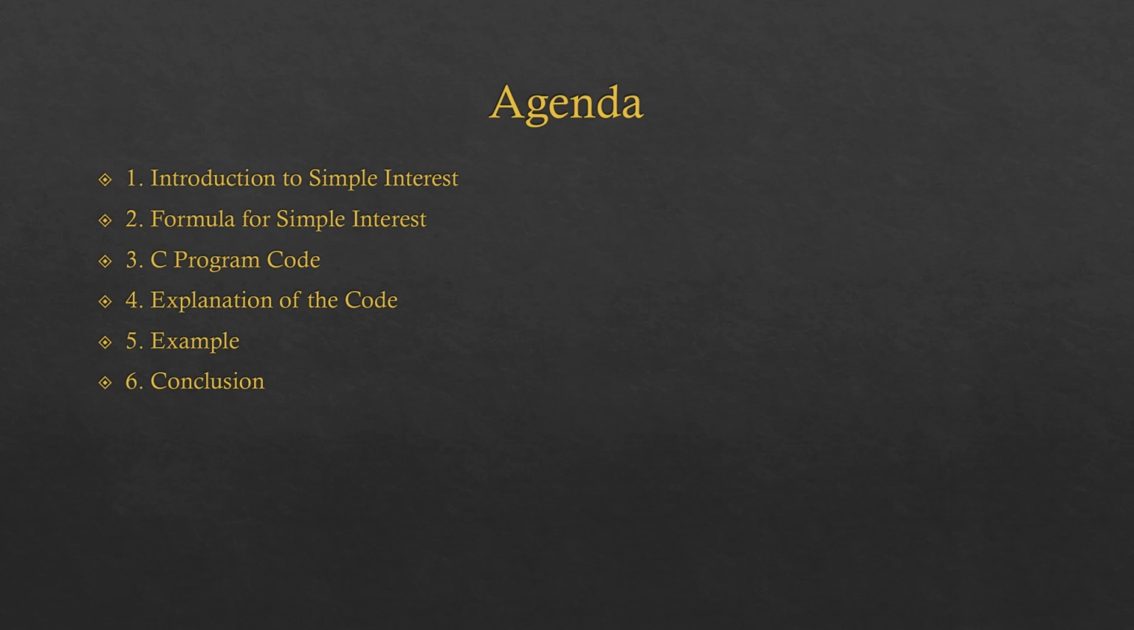Here's a quick overview of what we will cover in this presentation. First, we will introduce the concept of simple interest. Then, we will take a look at the formula used to calculate it. After that, we will dive into the C program and explain it in detail. Next, we will go through an example calculation, and finally we will conclude with a summary of the key points.